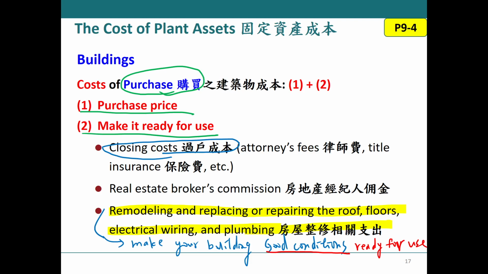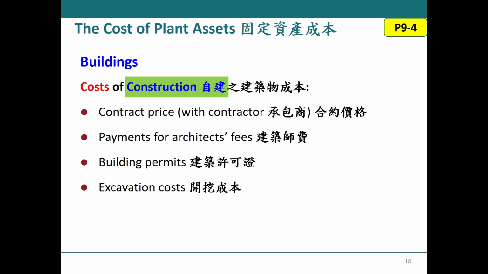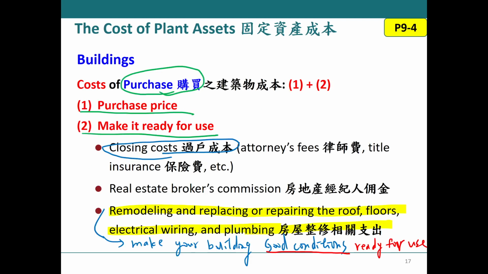Okay, any questions? If you don't have any questions, we stop here. Next hour, we will talk about when you build your own buildings, then how to determine the cost. So let's stop here, take a break.